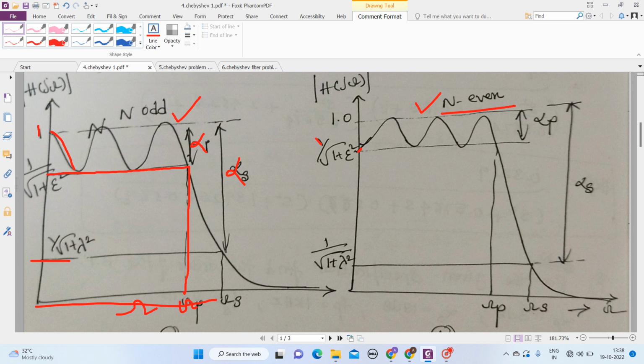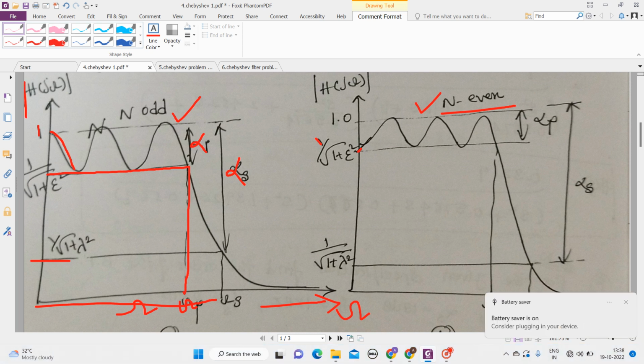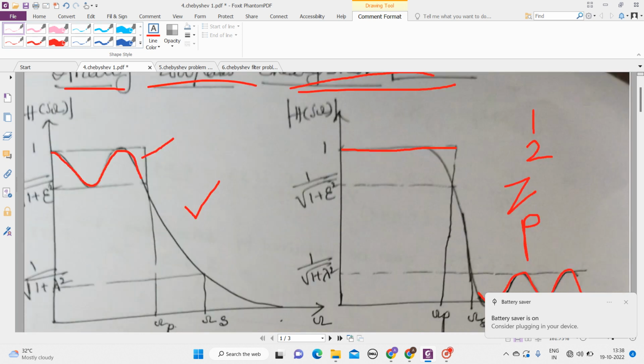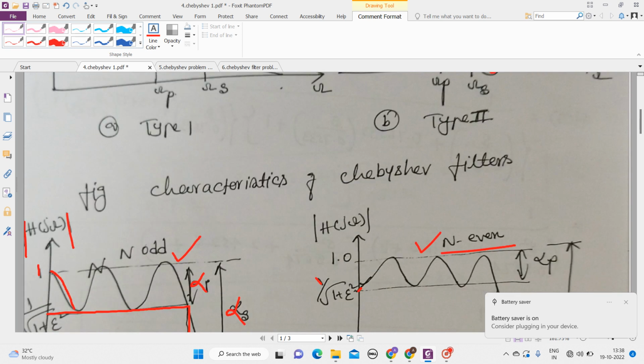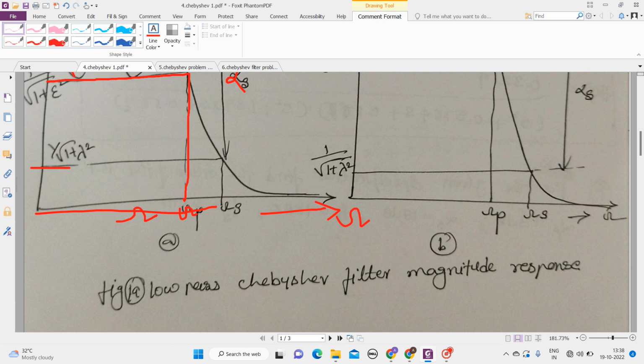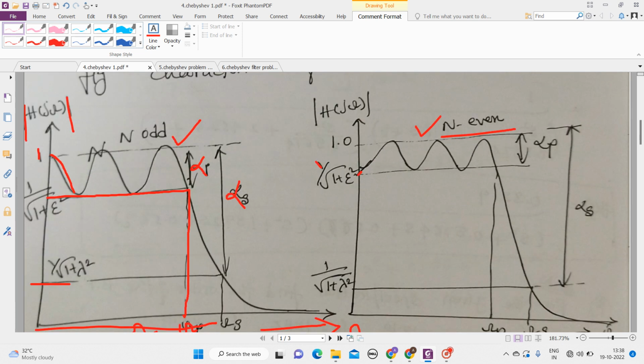Usually the x-axis is the analog frequency. That's all. This is the magnitude of the filter, the modulus of H of j omega. This is the characteristic of type 1 and type 2 Chebyshev filters. This is the low-pass Chebyshev filter magnitude response, in order to distinguish n odd and n even.